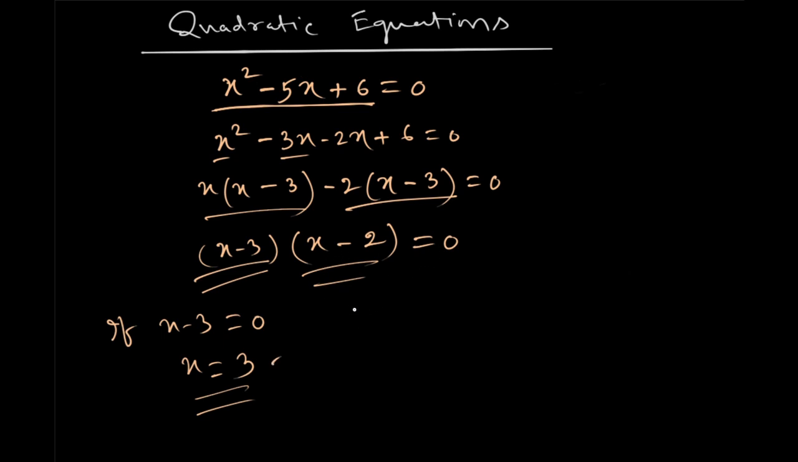Similarly, if x minus 2 is equal to 0, then we get x is equal to 2. This is another solution. If you put x is equal to 2, this is 2 minus 3, which is minus 1, multiplied with 2 minus 2, which is 0, so we get 0. So these are the two solutions of this quadratic equation.